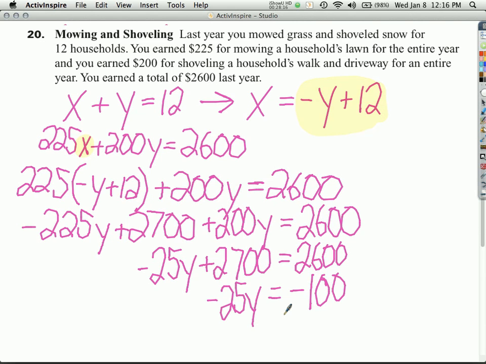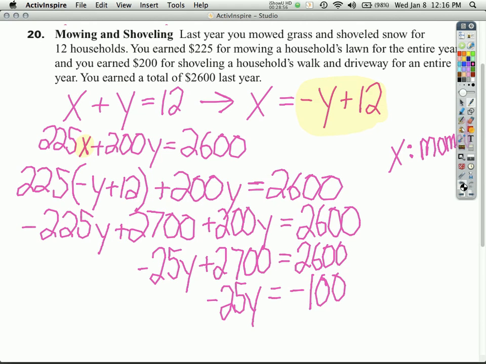Go ahead, Hezekiah. 4 households and 8 households. Okay. So something got confused with your money because you applied the money to the wrong job. So you did everything right, but you assigned the money to the wrong job. Okay? So that's where the benefit of actually labeling and identifying your variables at the beginning comes in. X is going to be the number of households mowed. That's not how you spell mowed. It would help if I could spell.